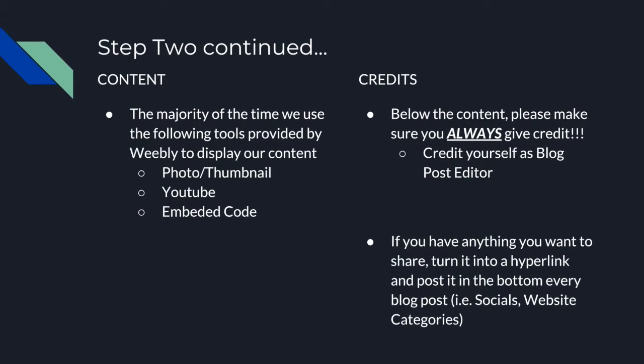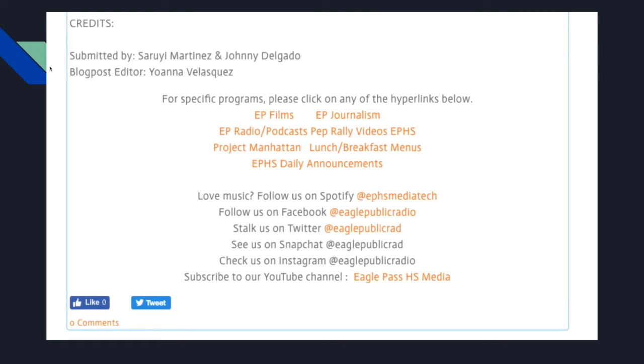That can be the social medias that you have, or websites, or certain categories you have within that website. An example is that right here at the bottom of every post, we have our specific programs. On the website, we have different categories: EP Films, Journalism, Radio, Podcast, etc. And then we have all of our socials.